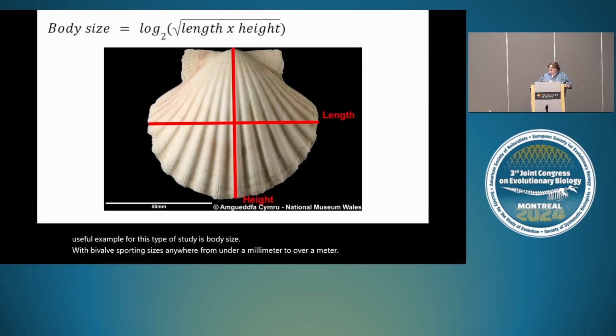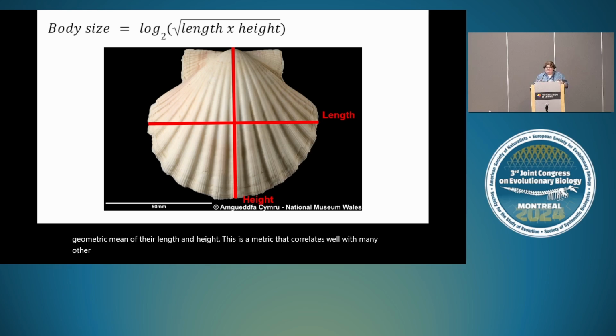Bivalve body size can be characterized in a number of ways, but here I'm referring to the geometric mean of their length and height. This is a metric that correlates well with many other ways to calculate their body size. Size is a particularly useful trait to use when studying evolutionary trends in bivalves because it's not only variable across the clade, but it also shows a strong signal of differentiation across different biogeographic regions.